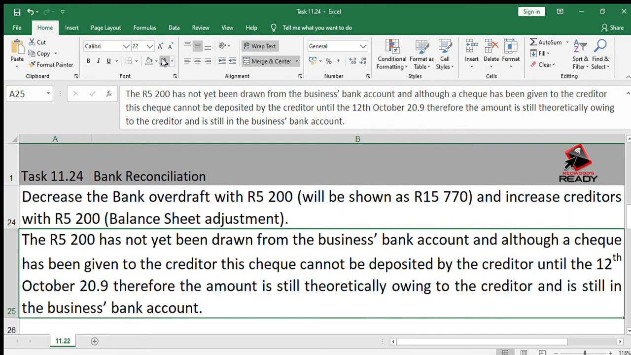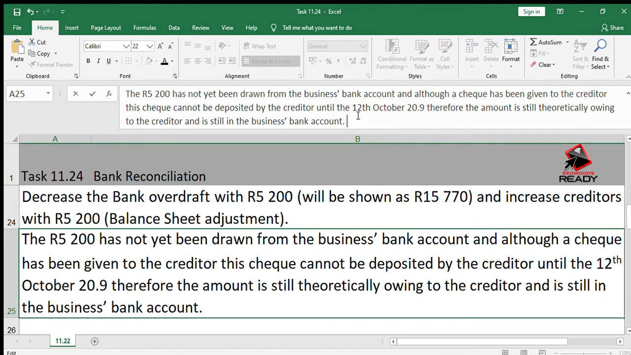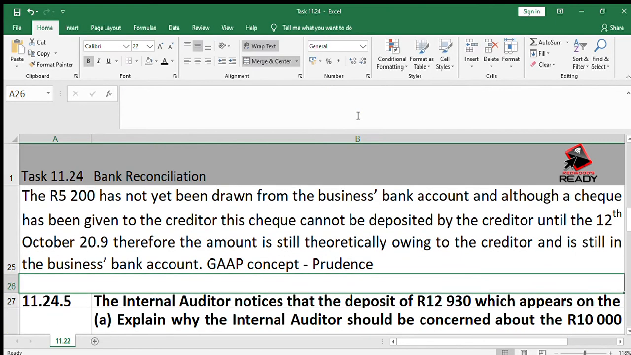Okay, so the 5,200 has not yet been drawn from the business bank account, and although a check has been given to the creditor, this check cannot be deposited by the creditor until the 12th of October. Therefore, the amount is still theoretically owing to the creditor and is still in the business bank account. Okay, and the reason we also do this is because of the GAAP concept, prudence, which states that assets must not be overstated and liabilities must not be understated.